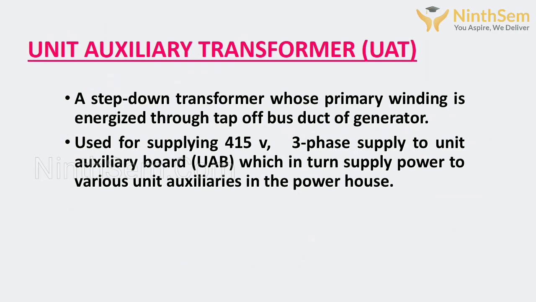Unit auxiliary transformer, UAT. A step-down transformer whose primary winding is energized through the tap-off bus duct of the generator. Used to supply 450 volts, three phase supply to the unit auxiliary board, UAB, which in turn supplies power to various unit auxiliaries in the powerhouse.